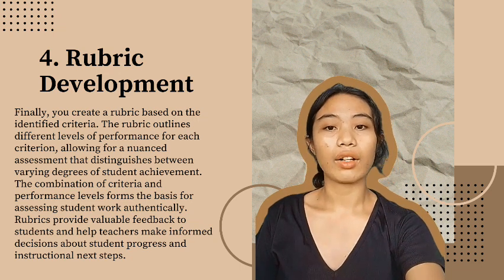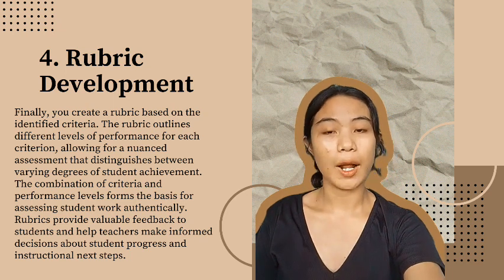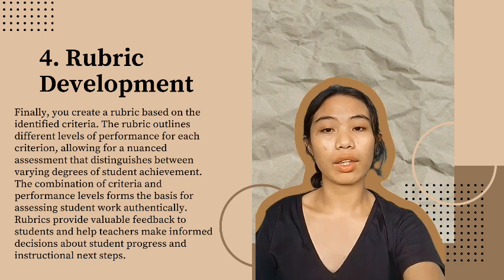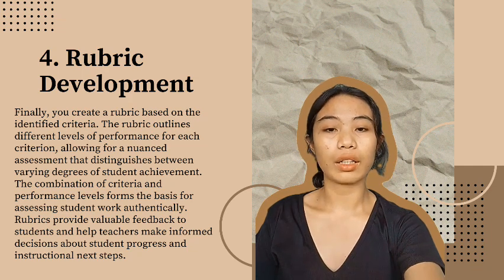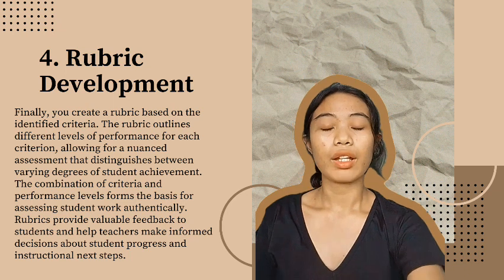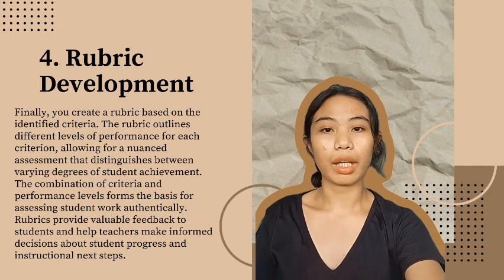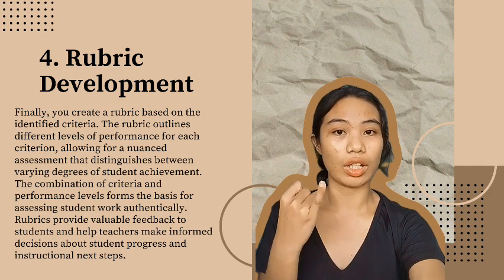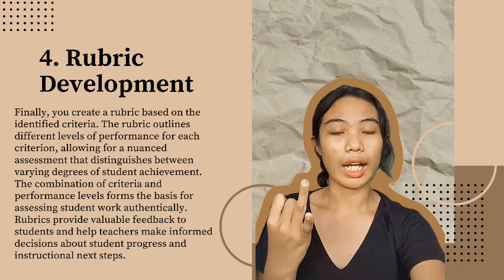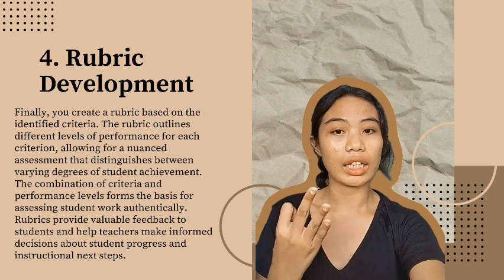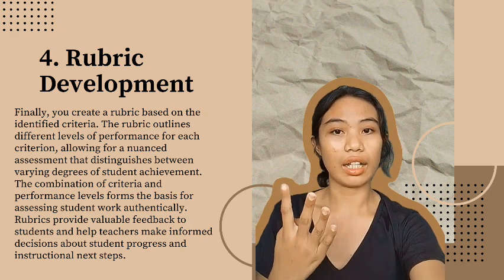Rubrics provide valuable feedback to students and help teachers make informed decisions about students' progress and instructional next steps. So, the four steps in crafting an authentic assessment are to identify the standards, develop a task, identify the criteria, and create a rubric.